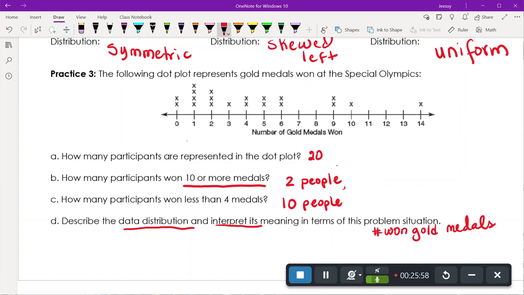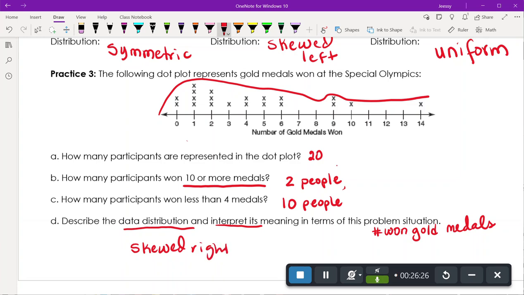Where are most of the X's? All right, so most of them are here. And then over here, we have a little bit trailing, right? It is skewed which way? Look at the pictures in the previous notes and stop making up words, okay? Skewed which way? Skewed right. All right, this is the tail end over here.